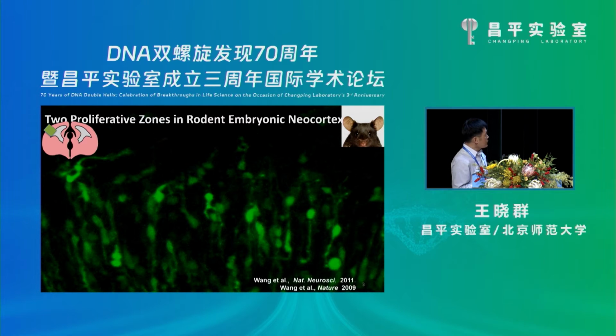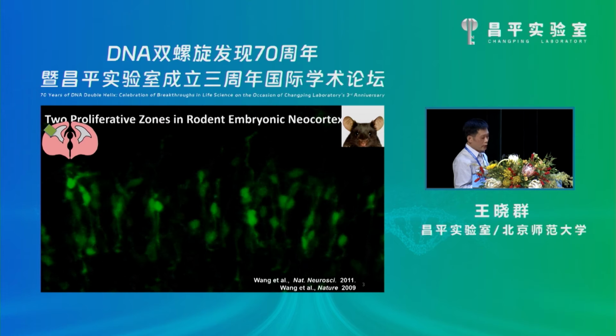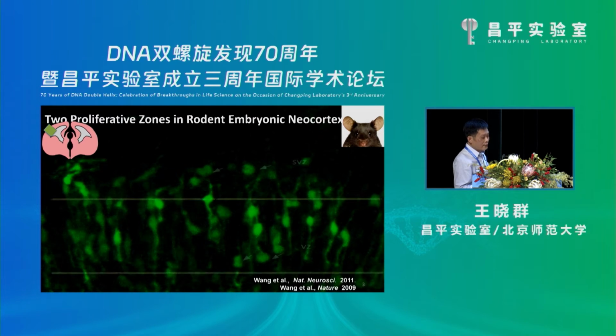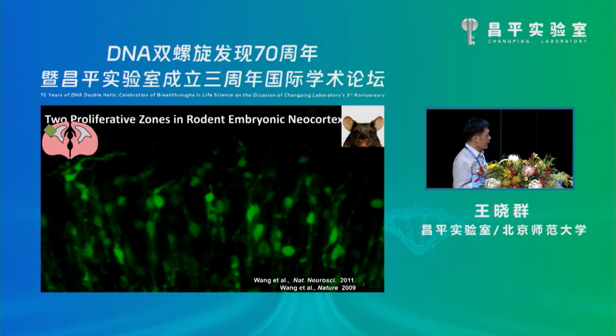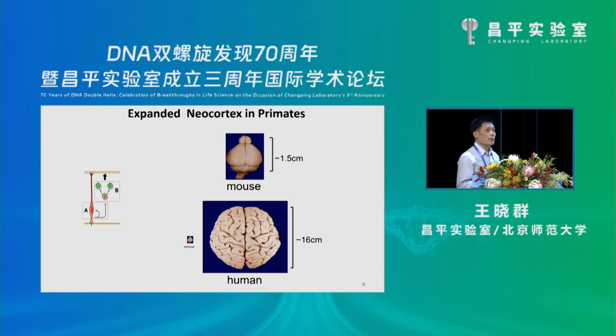And there are also some cells that divide symmetrically above the ventricular zone, in the subventricular zone, SVZ in short. The cells divide locally, just symmetrically. This is generally the point in the field: the expansion of the neocortex in the pyramid.